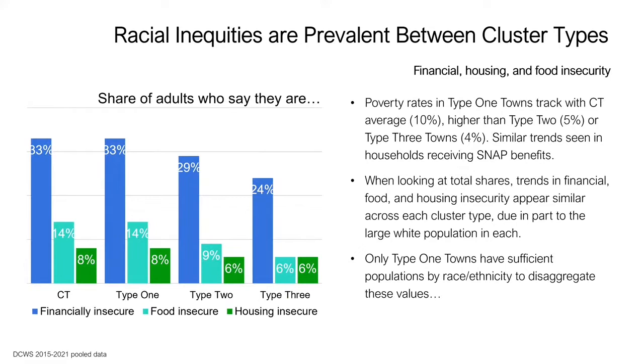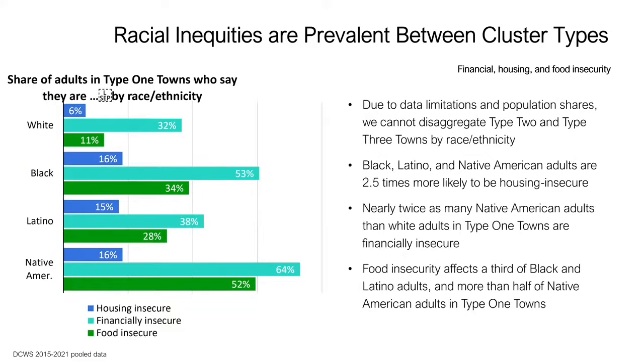So when we look at just overall cluster types in total without disaggregating by race and ethnicity or any other demographics, we tend to see things in terms of different social determinants that look very similar to the statewide averages. But in the event that we can disaggregate, for example, in type 1 towns which have enough of a population that we can disaggregate by race and ethnicity, we do see that it's pretty clear that Black, Latino, and Native American adults have higher rates of financial, food, and housing insecurity than white adults. And in this case, the white adults are actually doing better in type 1 towns than they are statewide.